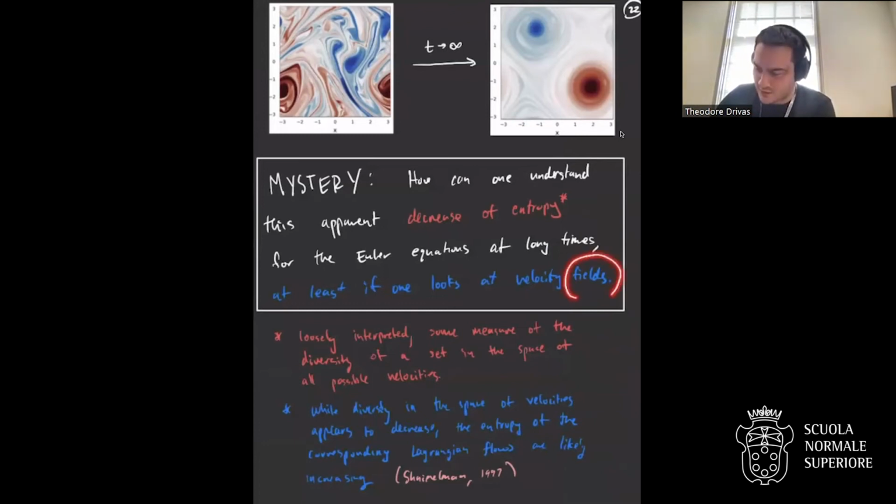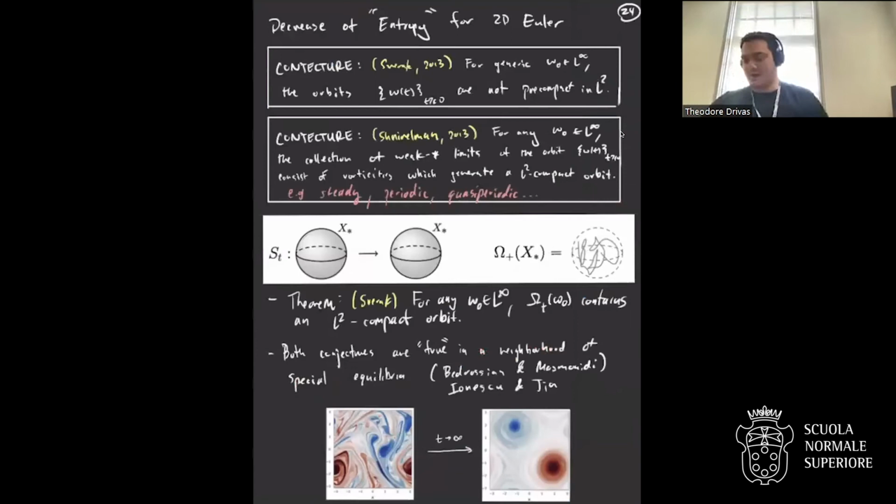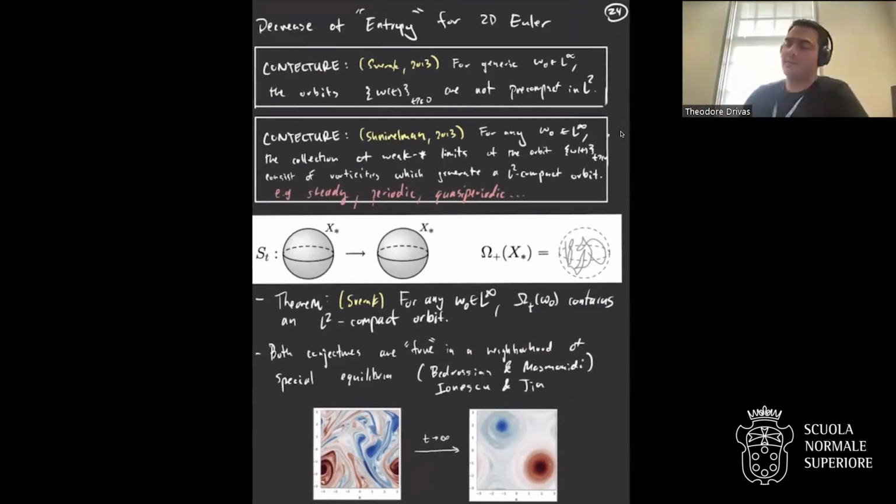And I make this remark because there's this alternative view of the fluid in configuration space for the Lagrangian trajectories, and there things can get arbitrarily complex. And maybe that's part of this picture. And so I'll end the talk with these two conjectures that lend some rational explanation to this decrease of entropy. The first is the one that I mentioned by Schwerak, which is that generic data give rise to orbits which are mixing, which are not pre-compact in L2.